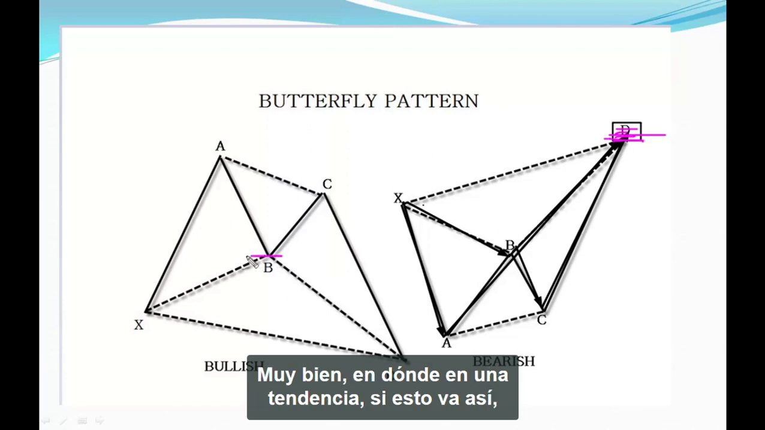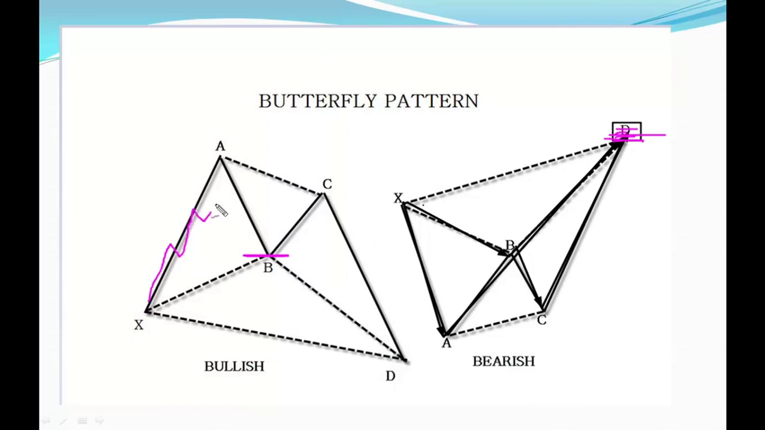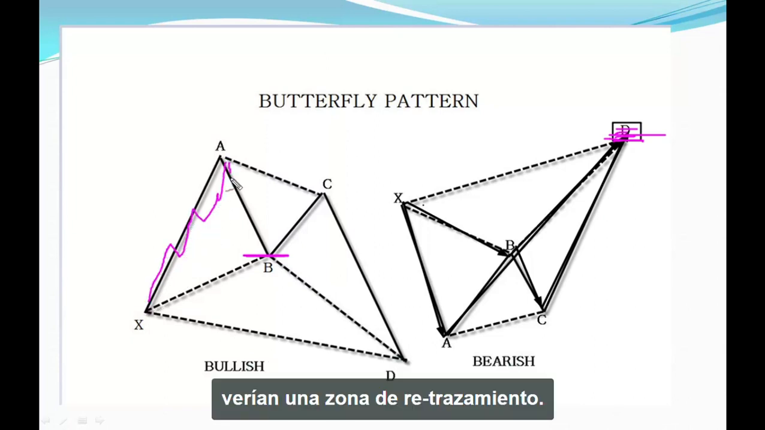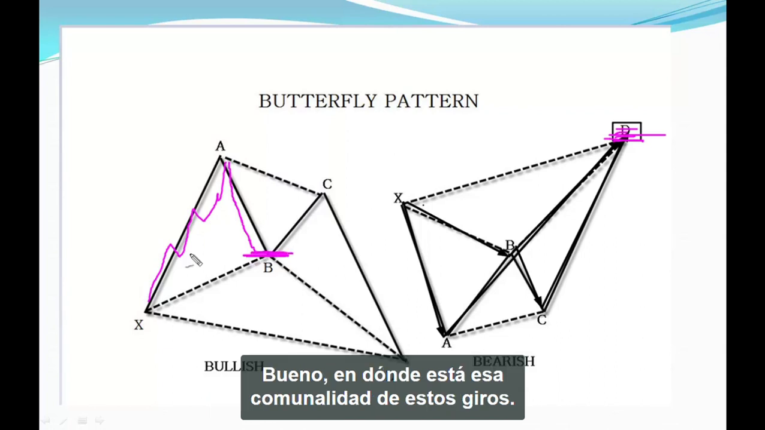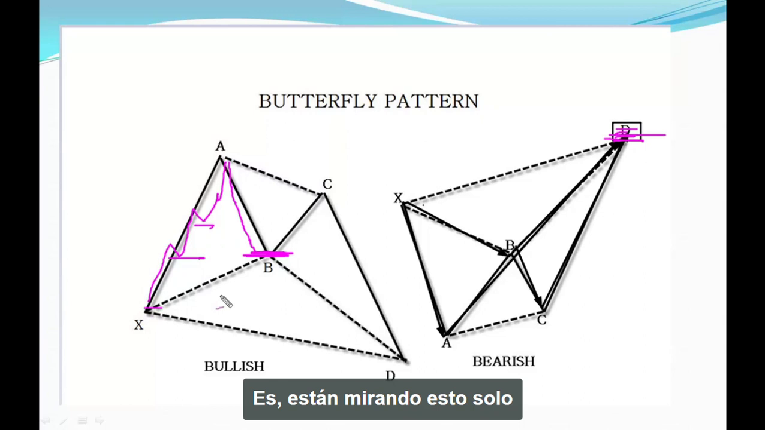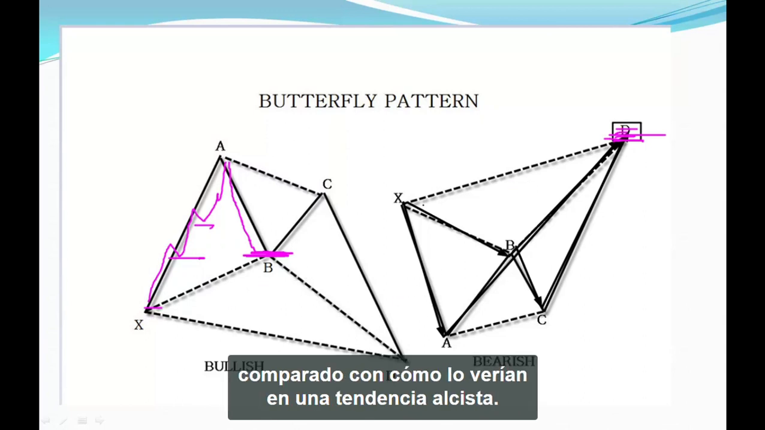All right, so in a trend, if this is going like this, you would look at a retracement zone. Well, where's that commonality off of these swings? It's the same thing. You're just looking at it a little bit differently compared to how you would look at it in a straight trend up.